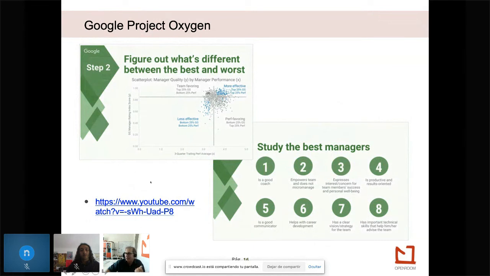is the Google Oxygen project, where they found out the best characteristics and the worst characteristics of the manager. Because when Google started to get data on why we hire this type of people, why we hire people with this type of characteristics, they found out that at the end of the day, when people are really working and performing, they have different characteristics than the ones they were looking for.